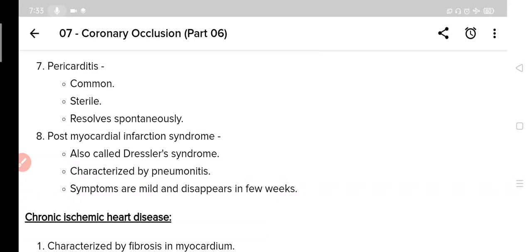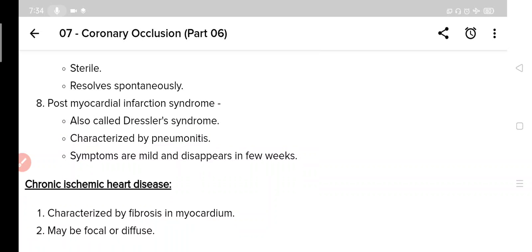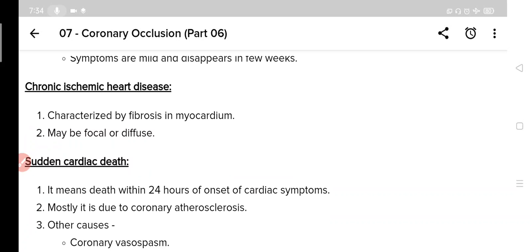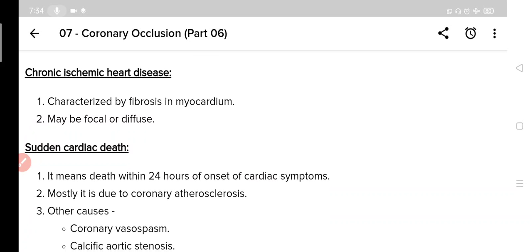Next one is pericarditis. Pericarditis means inflammation of the pericardium. But it is not infected, it is mostly sterile, and it is not serious, though it is common. It resolves spontaneously after some days. Last complication is post myocardial infarction syndrome, which is also called Dressler's syndrome, and it is characterized by pneumonitis. Its symptoms are mild, and it also disappears in a few weeks, so not much clinically significant.